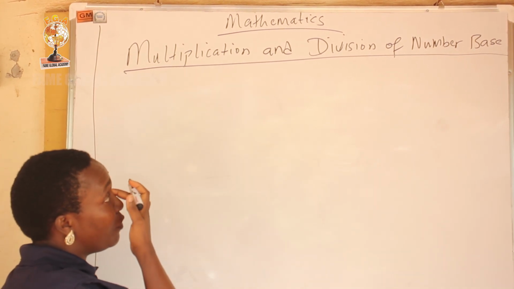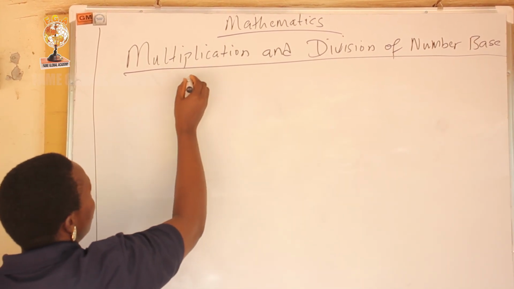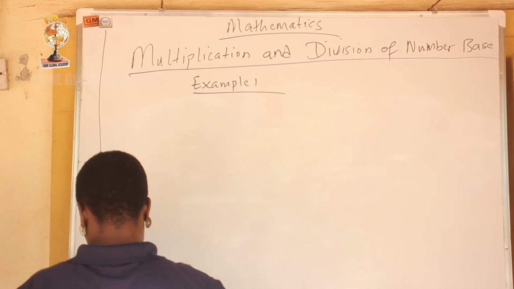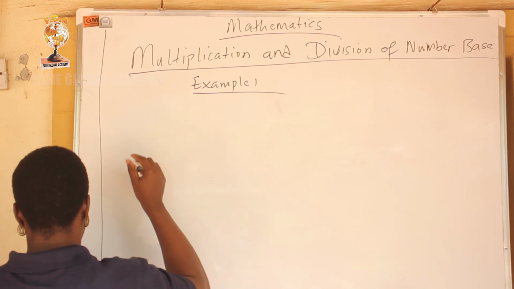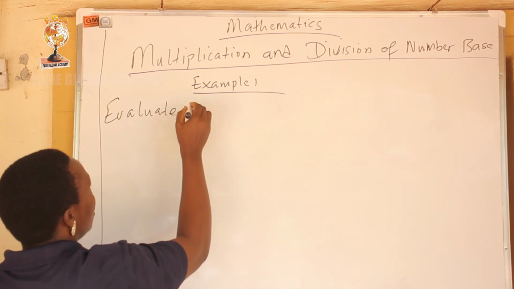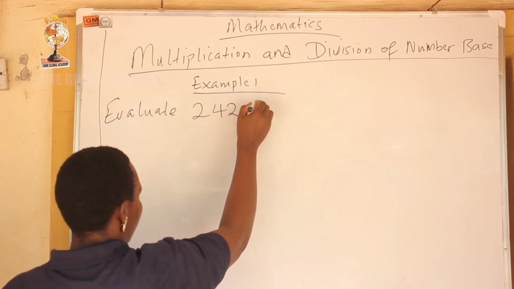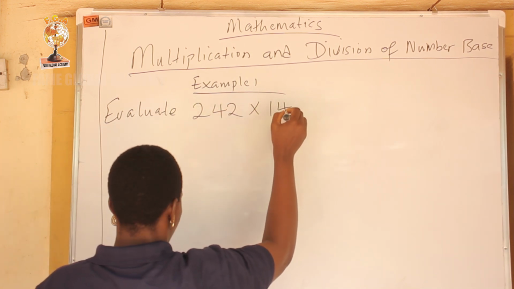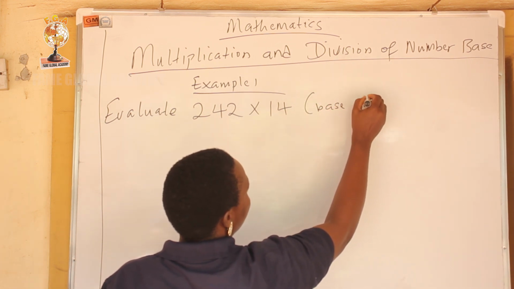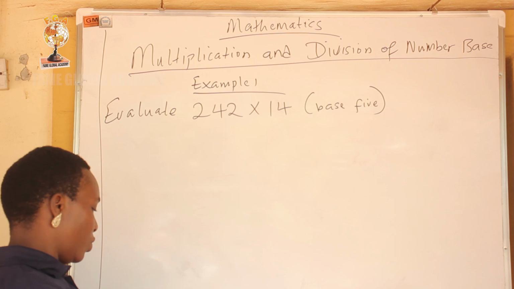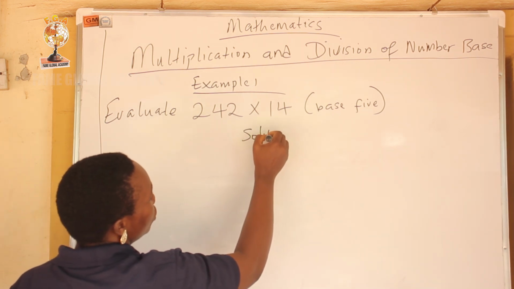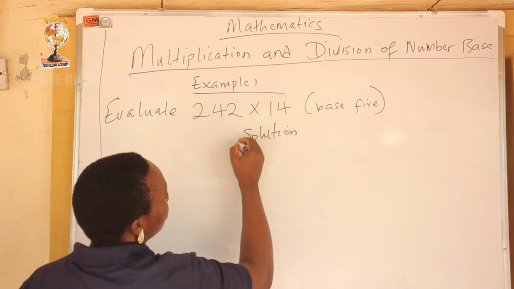So we'll take example first under multiplication. So we have example 1. Example 1 says evaluate 242 times 14 in base 5. Okay, so let's solve. Solution.